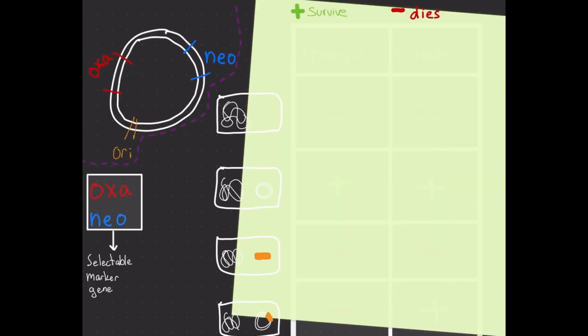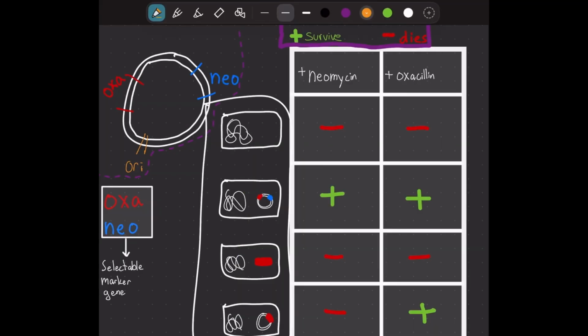E. coli. As you guys can see on this page, there are 2 main sections, but however, we will only be focusing on the left side for now. As you guys can see, there is a plasmid, which is recombinant, as the foreign DNA is inserted into it. We have OXA and the neo, and they are both selectable marker genes. So in simple terms, basically OXA, which stands for oxacillin, interferes with the cell wall synthesis, while neomycin messes with protein synthesis. So now let's take a look on the right and see the 4 different situations.